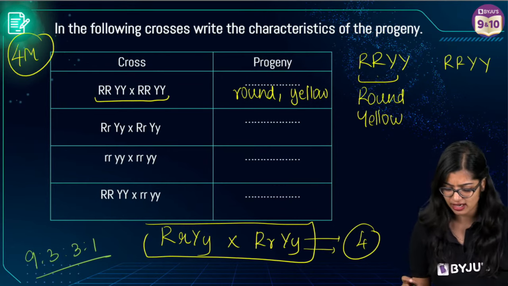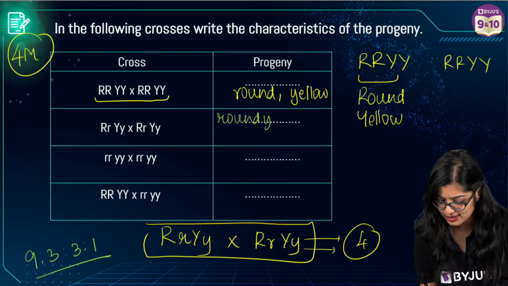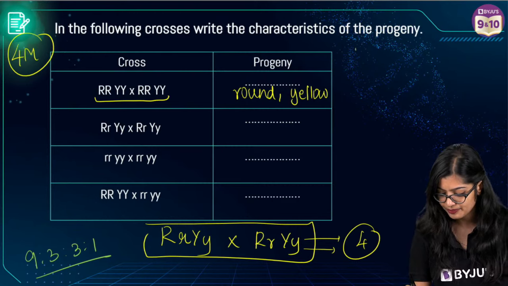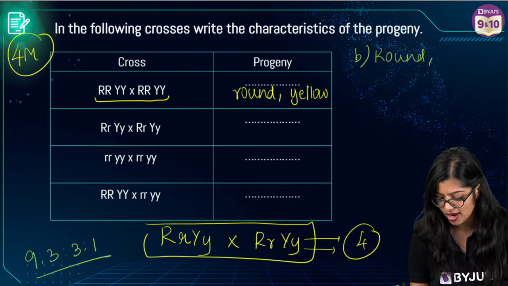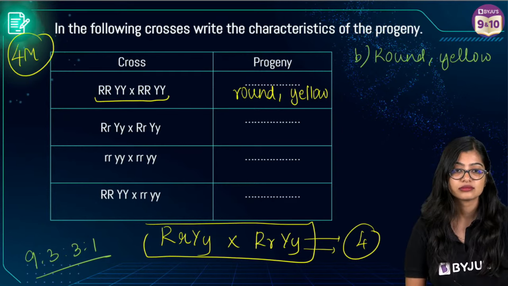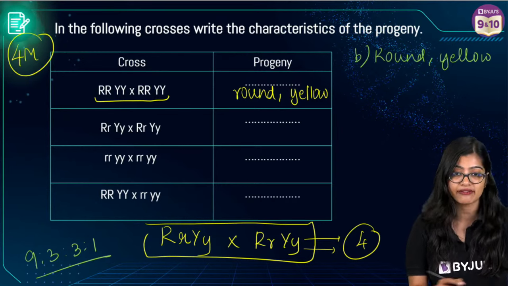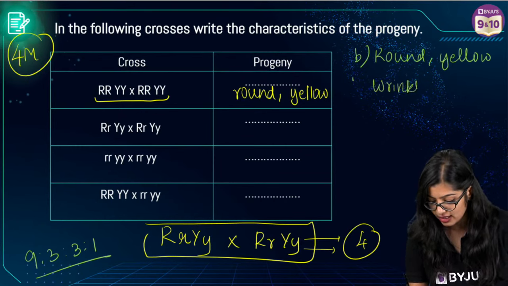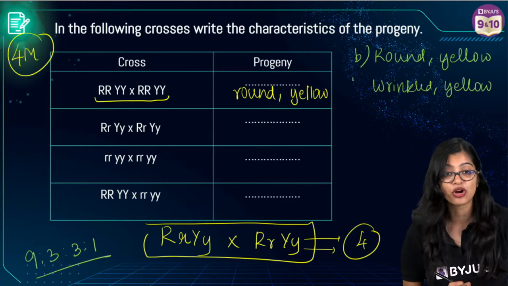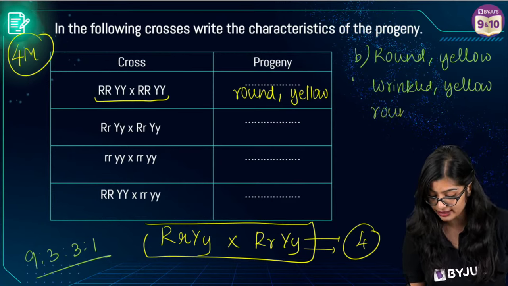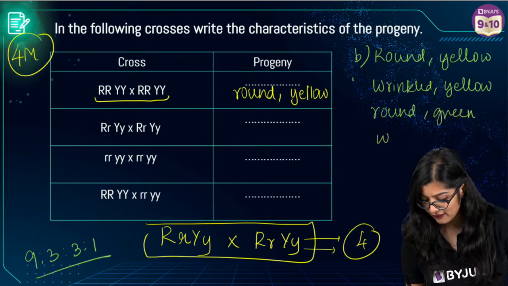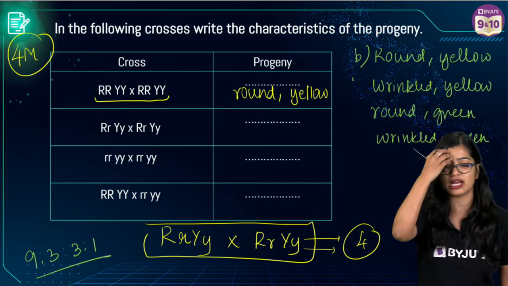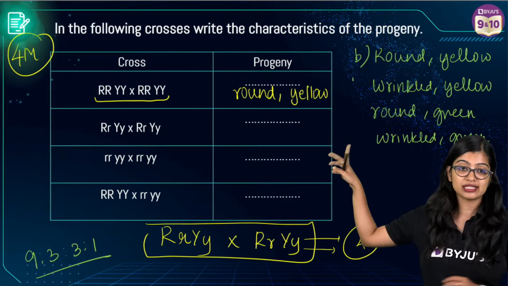One is round yellow. Okay, fine, I agree. I'm writing round yellow. What else is going to be there? I'll write the answer on the side, I'm just going to put B. Round yellow, okay, I agree. What about the other three phenotypes? Yes, very good, Jayashree. How can you all forget wrinkled and yellow? We have wrinkled, yellow. Then we will have round and green, and then wrinkled and green. So you need to write all four. Some of you are just telling me round yellow, don't get confused. This is how you need to write.